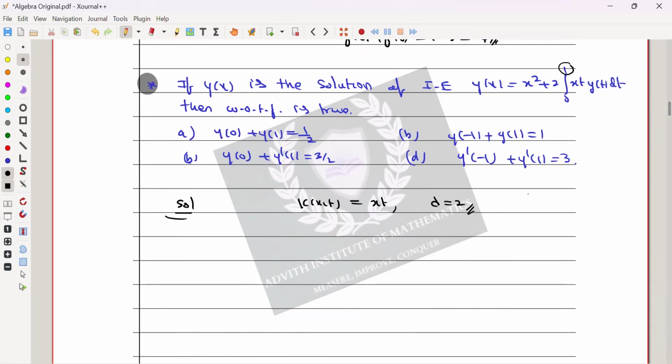So if k of x comma t is a kernel of rank 1, right? So this is a rank 1 kernel, then what is its resultant kernel, sir? R of x, t, lambda. So which is equal to k of x comma t by 1 minus lambda into the integration from 0 to 1 of k of x comma x dx. So which is equal to xt by 1 minus lambda, where lambda is equal to 2, integration from 0 to 1 of x square dx.